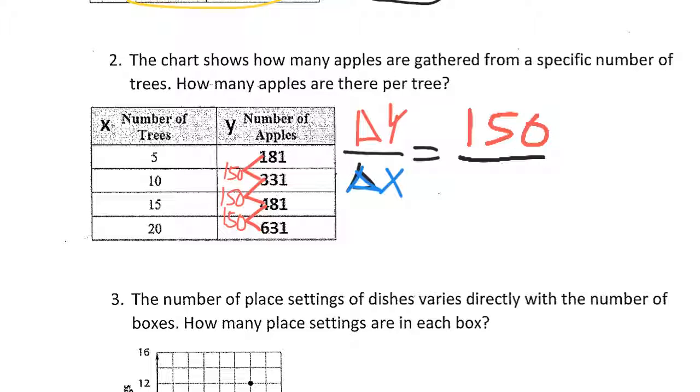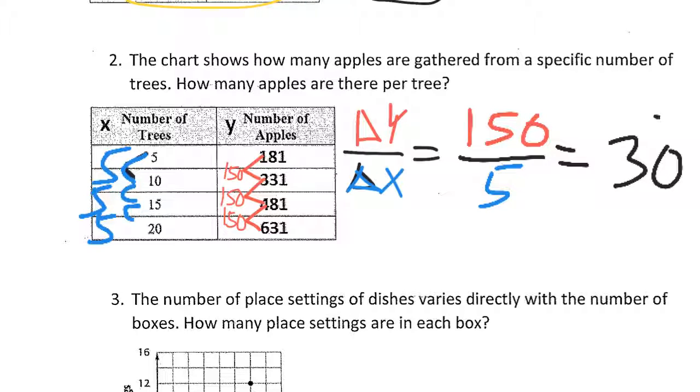Now I'm going to look at my changes of x. So each time, let me do this in blue, between 5 and 10, 10 and 15, 15 and 20, each of those changes by 5. So my change of x is 5. And now to find out how many apples there are per tree, it's 150 divided by 5, which is just 30.